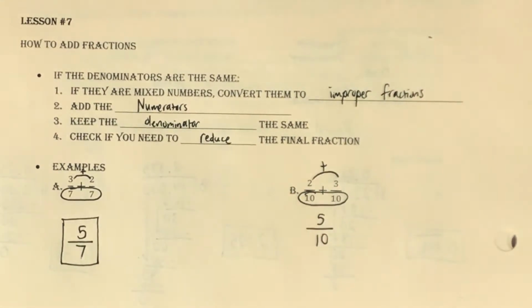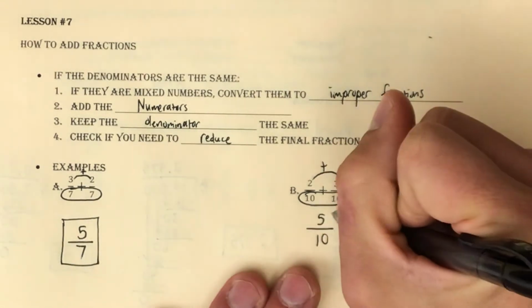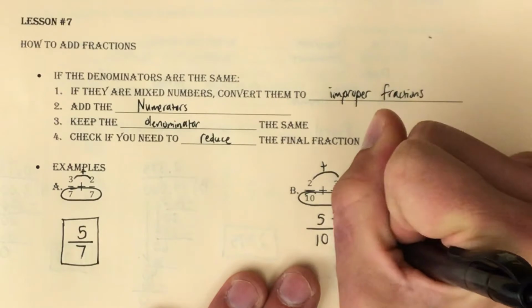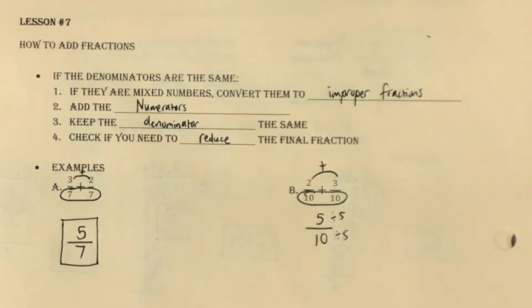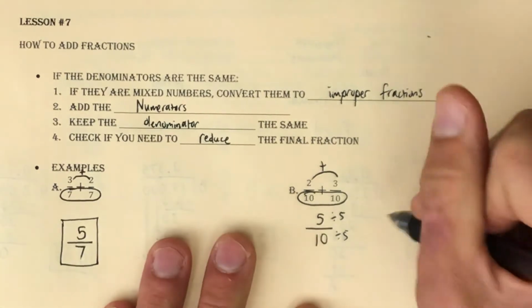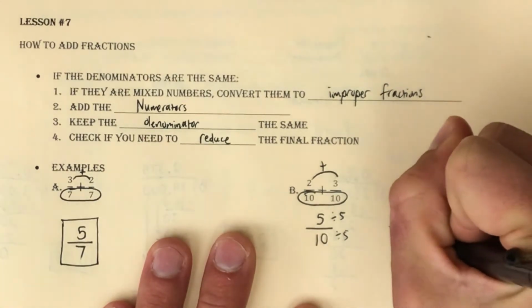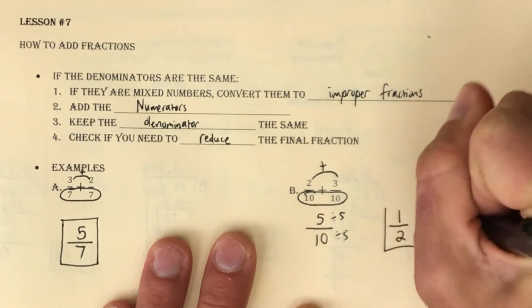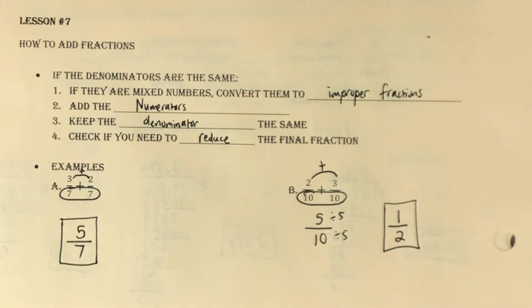Last step, check to see if we can reduce it. Well, I know that 5 and 10 have a common factor of 5 because they're both divisible by 5, so I'm going to divide by 5, divide by 5. So final answer here, 5 divided by 5 is 1, and 10 divided by 5 is 2. So final answer is 1/2, or 1 over 2. So that's how we add fractions if the denominators are the same.